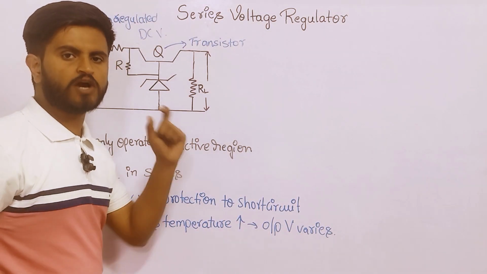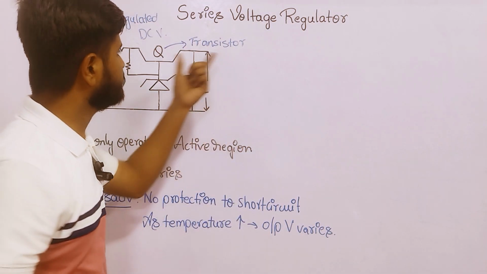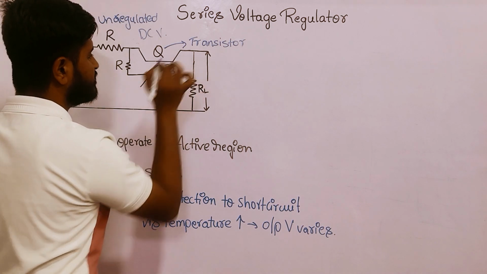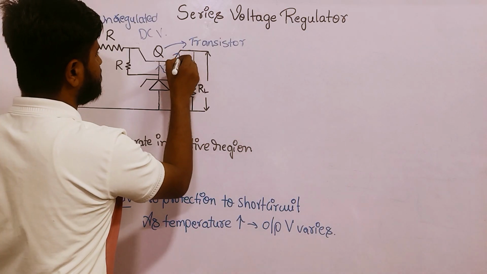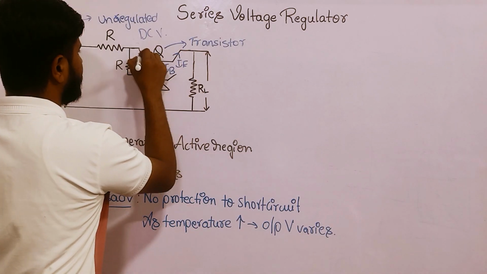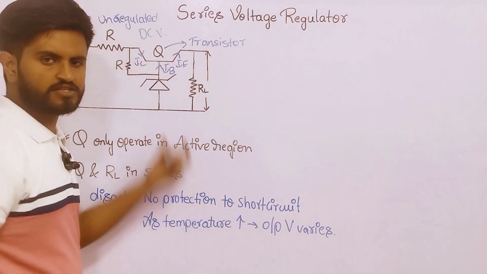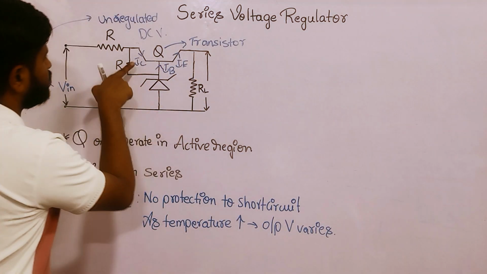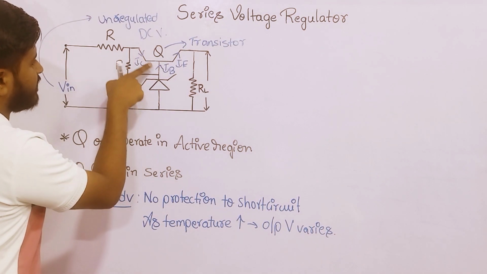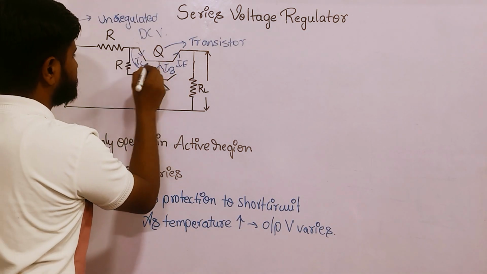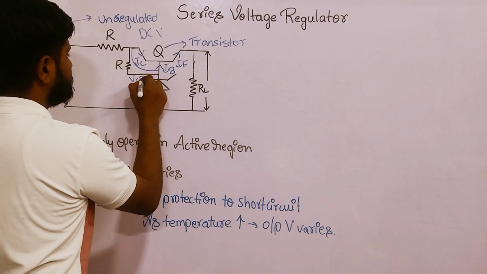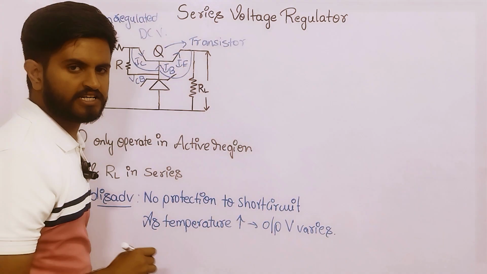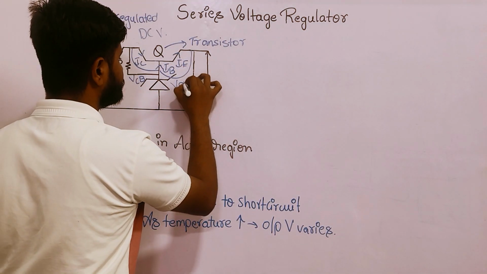And I will be using the common base configuration of the transistor. So the currents will be IB, IE and IC. This means the base will be common between the collector and the emitter. The voltage across the collector and base junction will be VCB. Next, the voltage across the base and the emitter junction will be VBE.